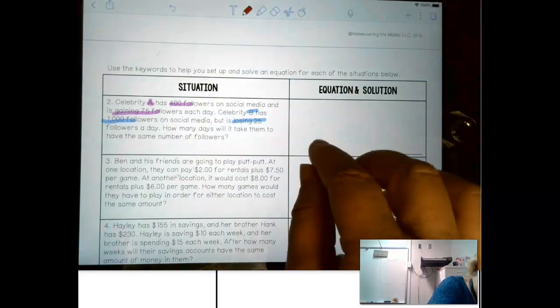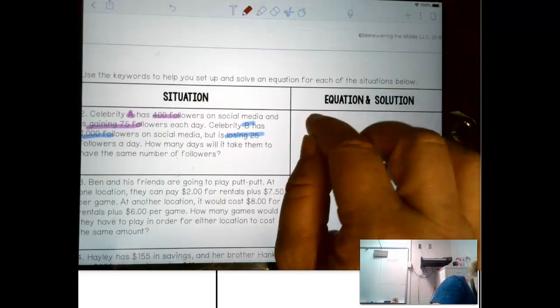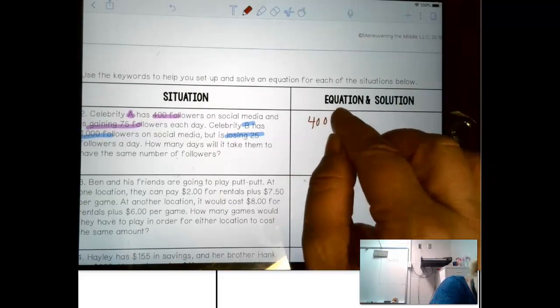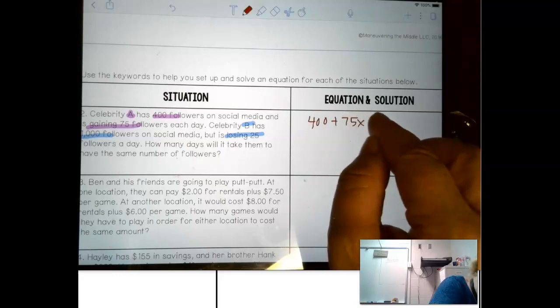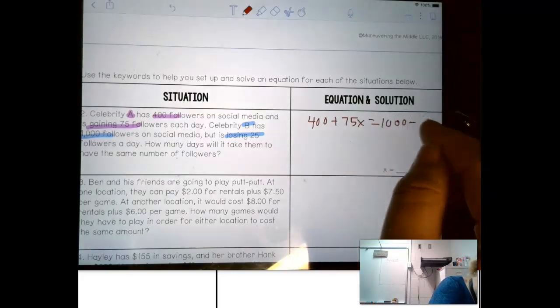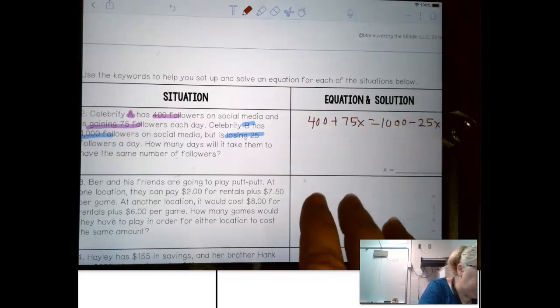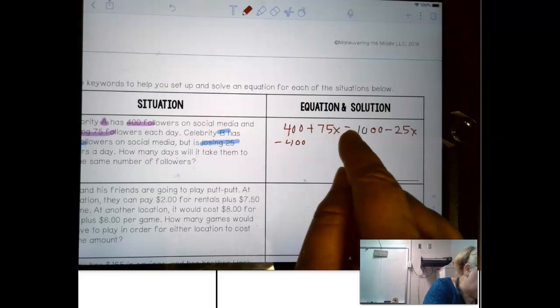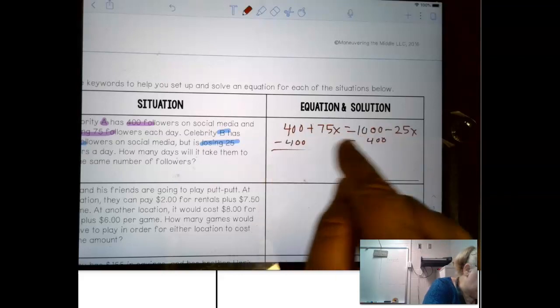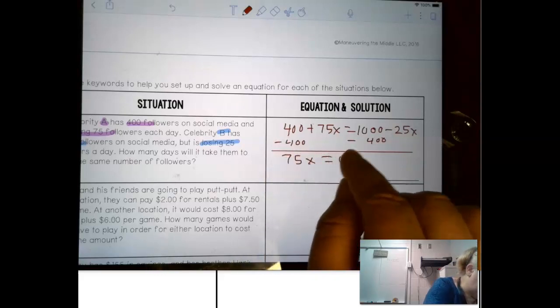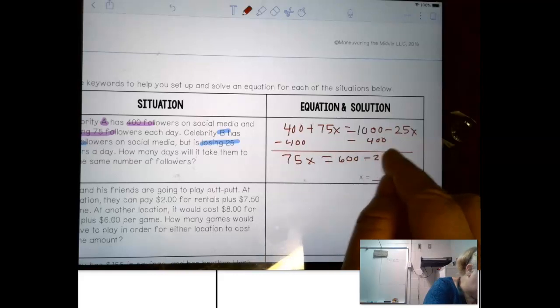So I need to set those equal. So I have 400 plus 75x, and that is equal to 1,000 minus 25x. So this time I have a constant on each side. So I'm going to subtract the 400 to move it over. And that gives me 75x is equal to 600 minus 25x.